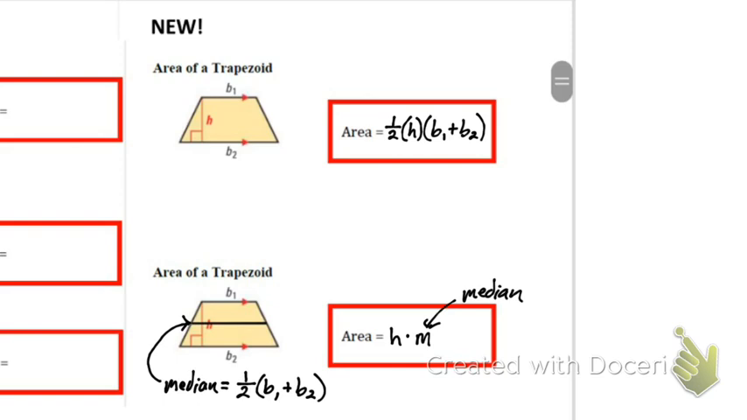Top one's the main one you're going to use. All right. I'm never going to ask you, except for, I think, just in the notes, to actually have to use your median to calculate. More often than not, you're just going to use this. 1/2 height times base 1 plus base 2. All right, let's go ahead and put this in motion.